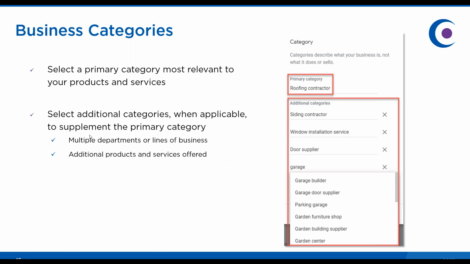When I say only when applicable, I mean if you have multiple lines of business, add your secondary lines of business in the additional categories section. Only include additional products and services that you offer. Don't just go choosing anything with the word garage in it, for example. You want to use as few categories as possible, but make sure they are representative of the main part of your business.